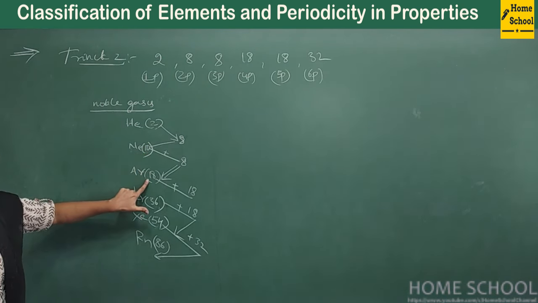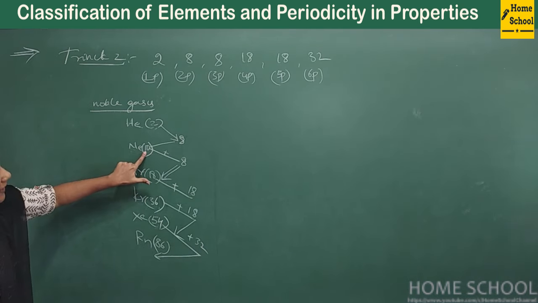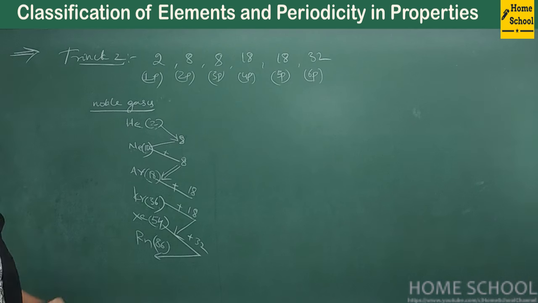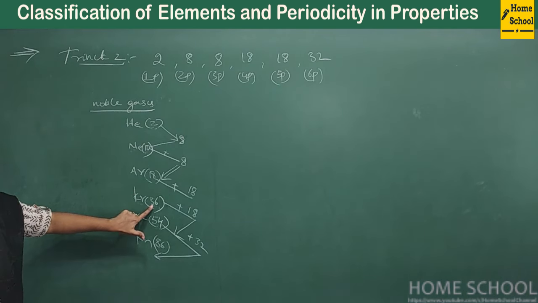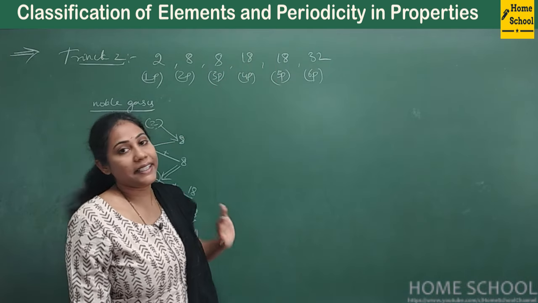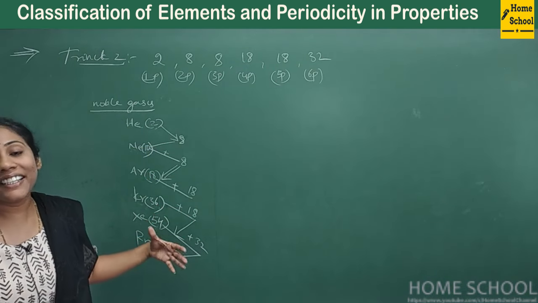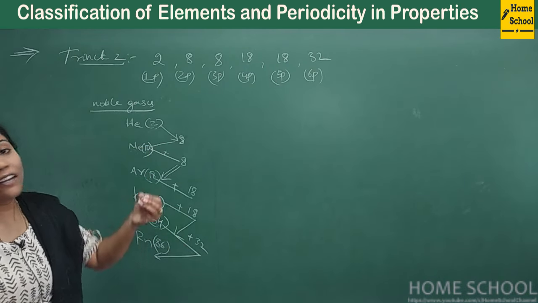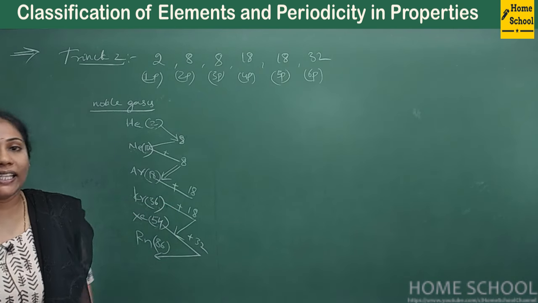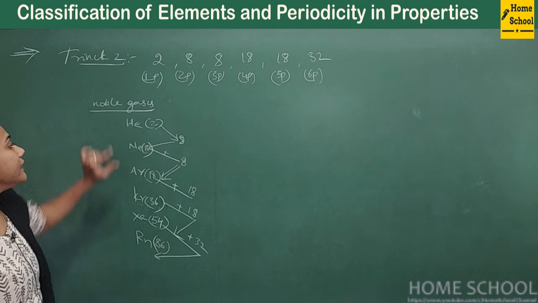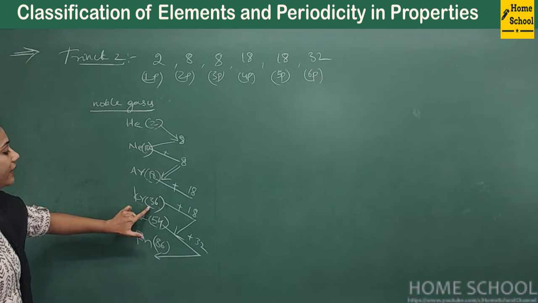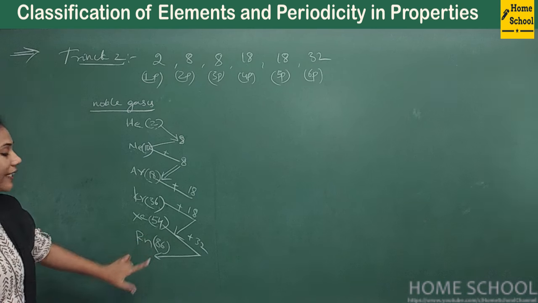And to get the atomic number of argon, to neon's atomic number, add the next magic number, that is 8. You will get 18. And to get krypton's atomic number, to argon's atomic number, add the next magic number, that is 18. Like that, you go on adding magic numbers to the above element's atomic number, and you get the atomic number of the element below. Okay, so these atomic numbers you must remember: 2, 10, 18, 36, 54, 86.